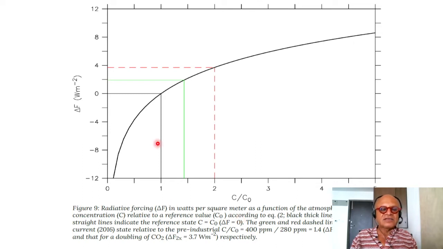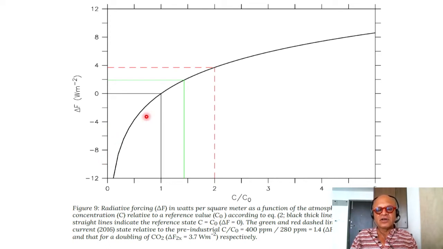Black straight lines indicate the reference state C or C0 where delta F was 0, so that's your reference, that's why you use it as a reference. So let's say we are comparing changes in radiative forcing at 1850 or so. I'm just saying a number. We can say that's when carbon was the reference value, so that was 1, and that's when our delta F would have been 0. If we go before that, the carbon would have been lower over time, and we would have negative forcing, so there would be a cooling effect of taking out CO2.